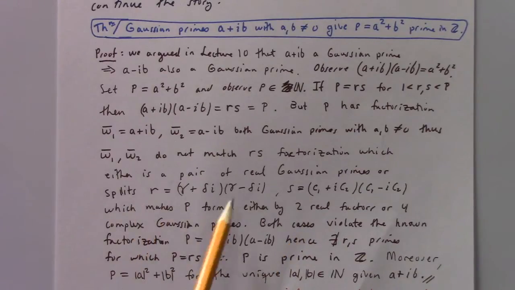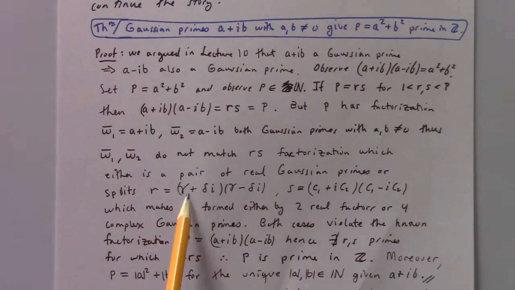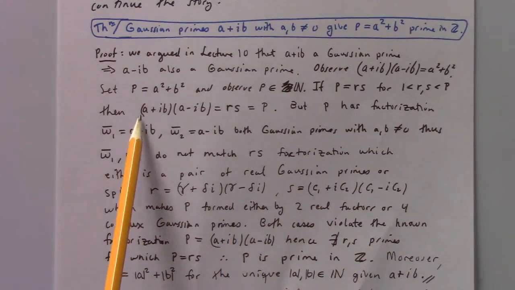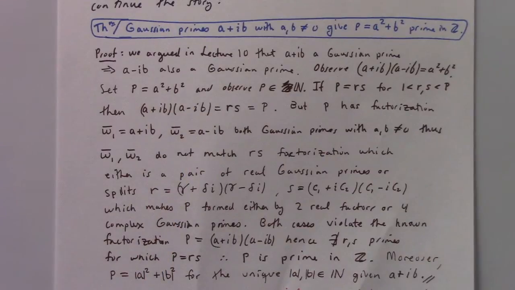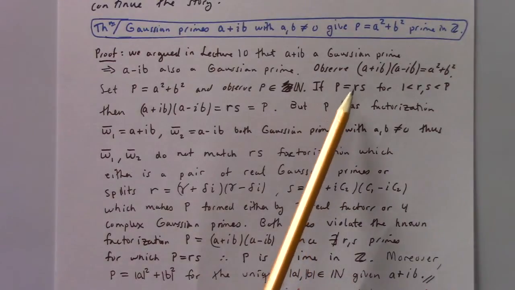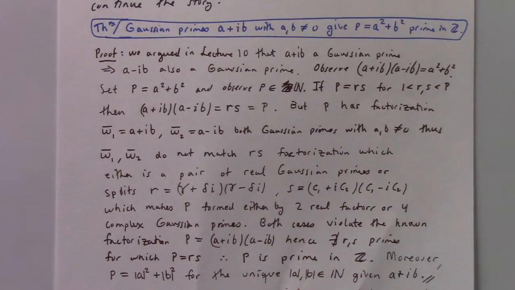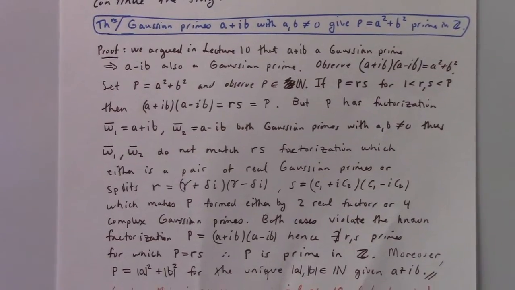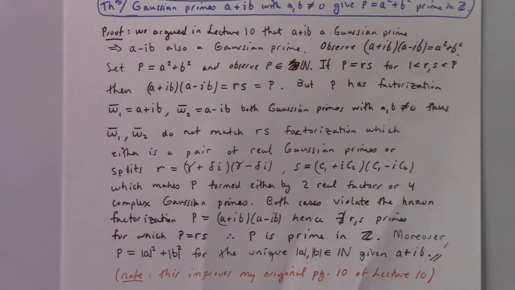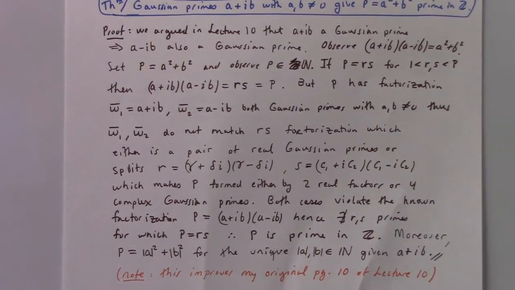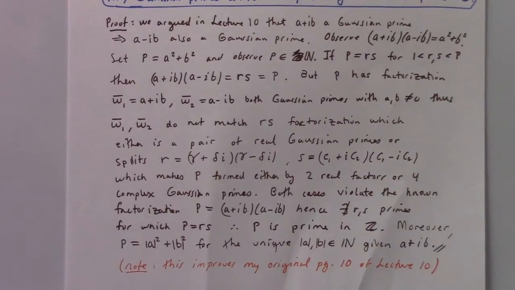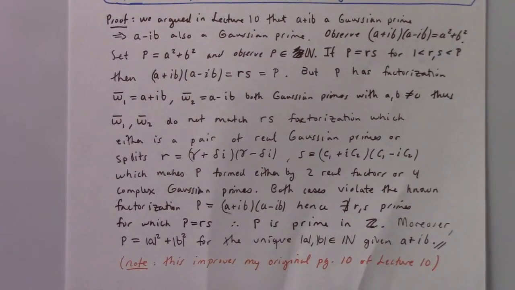Or in the case that R and S actually aren't Gaussian primes, that they split into Gaussian primes, then you're still in trouble because then you've got four Gaussian factors which can't hope to match these two which we're already given. So by the unique prime factorization, there can't be such an R and S, which means, going back up to the top, that such an R and S don't exist, and P is in fact prime.